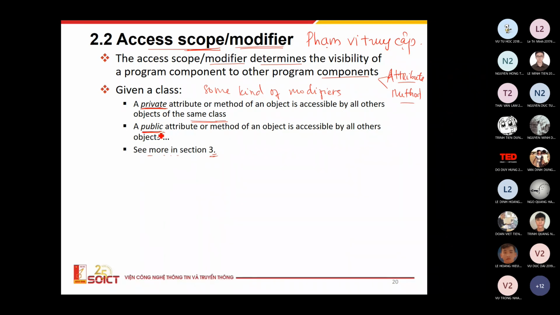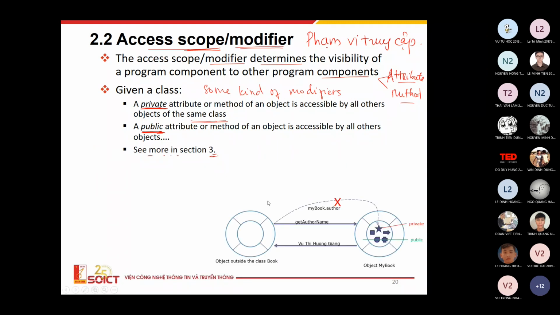another way, when you declare an attribute or method as public, this attribute and method can be accessed from everywhere. Public mean công cộng, đúng không? So it can be accessed from every other object. Okay.